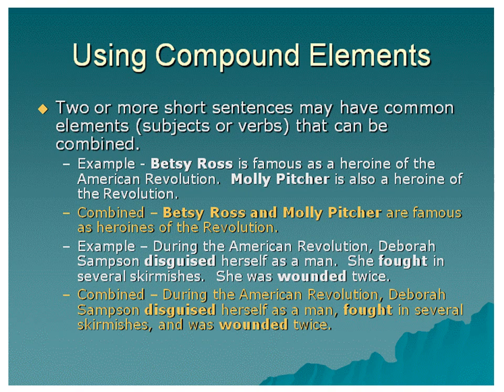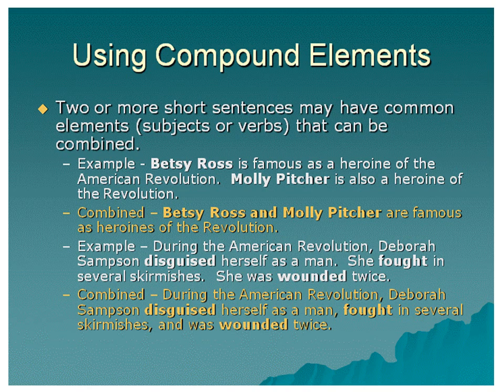The second way that we can combine sentences is by using compound elements. Two or more short sentences may have common elements, such as subjects or verbs, that can be combined. Our first example, Betsy Ross is famous as a heroine of the American Revolution. Molly Pitcher is also a heroine of the Revolution. We can combine their subjects, Betsy Ross and Molly Pitcher, into one sentence, which would read, Betsy Ross and Molly Pitcher are famous heroines of the Revolution.